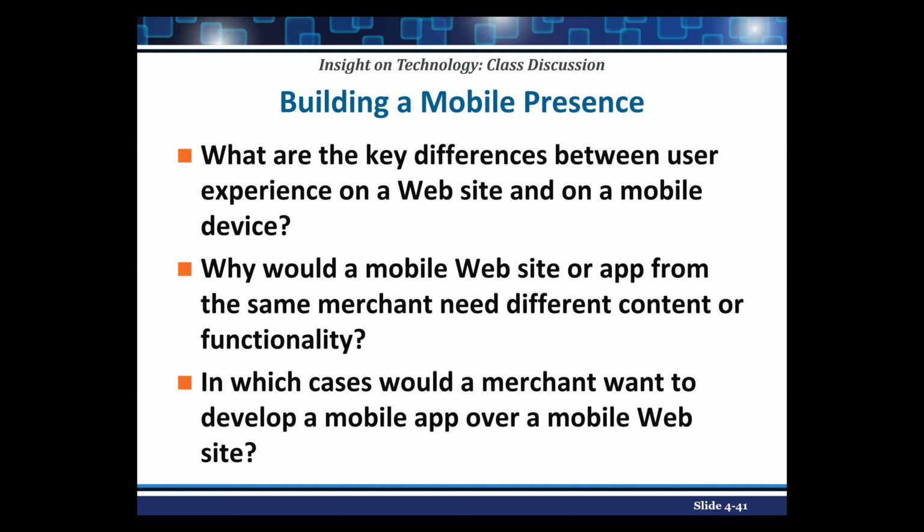Think of an example. If you go to internet banking, by going to the website of internet banking, you can do everything the bank allows you to do. But when you look at its mobile apps, they simplify those functions. Some functions are not available. For example, as I told you earlier, I use SEB internet banking.